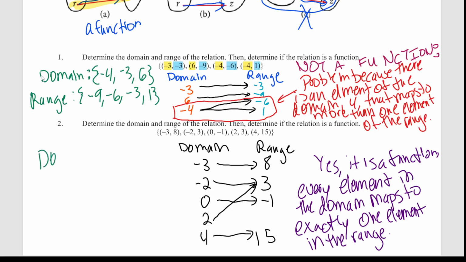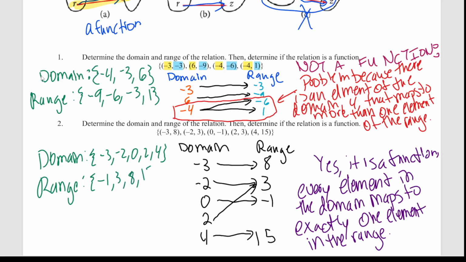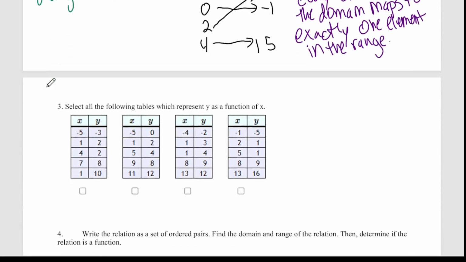And then for the second example, you could do a similar process, but again, you have to list all of them individually because you don't have any of those numbers that are in between. This is just a discrete set of points. So my domain in particular would be -3, -2, 0, 2, and 4. And my range in particular would be -1, 3, 8, and 15, because those are the only numbers that are in this function.